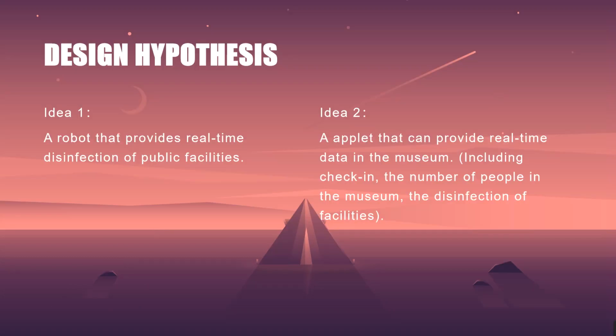One is a robot that provides real-time disinfection of public facilities, and the other one is an apparatus that can provide real-time data in the museum, including checking the number of people in the museum and the data of the disinfection of facilities in the museum.